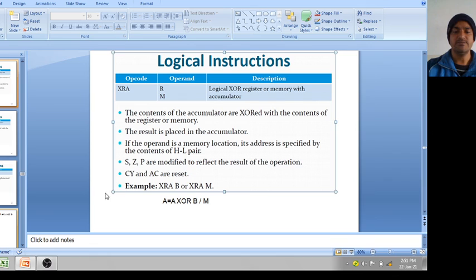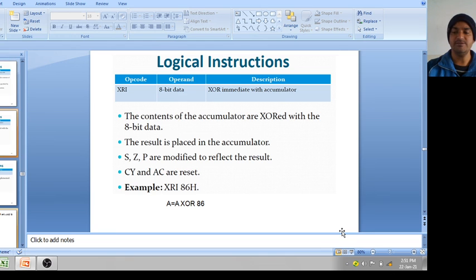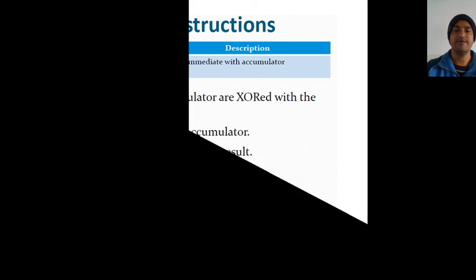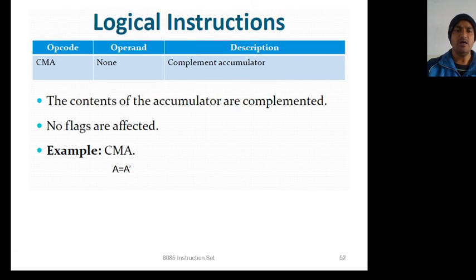Similarly, for 8-bit data, there is the instruction XRI. This is your XRI. XRI 8-bit data will perform A equal to A XOR 8-bit data. For example, I am writing XRI 86. It means A equal to A XOR 86. It will again modify the sign flag, zero flag, and parity flag, but CY and AC will always be equal to 0.